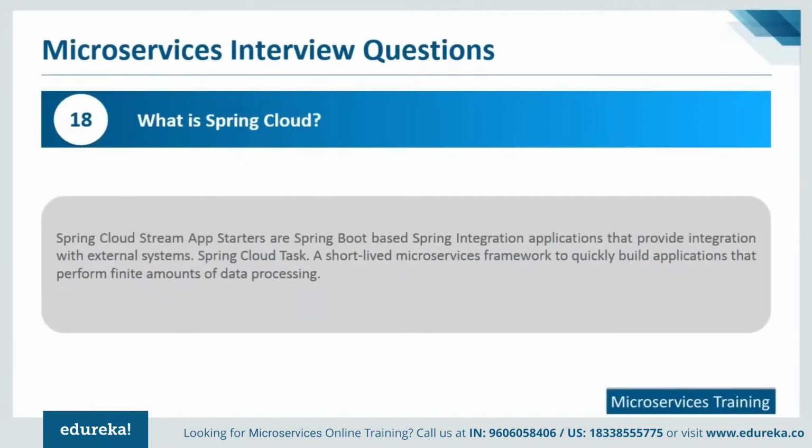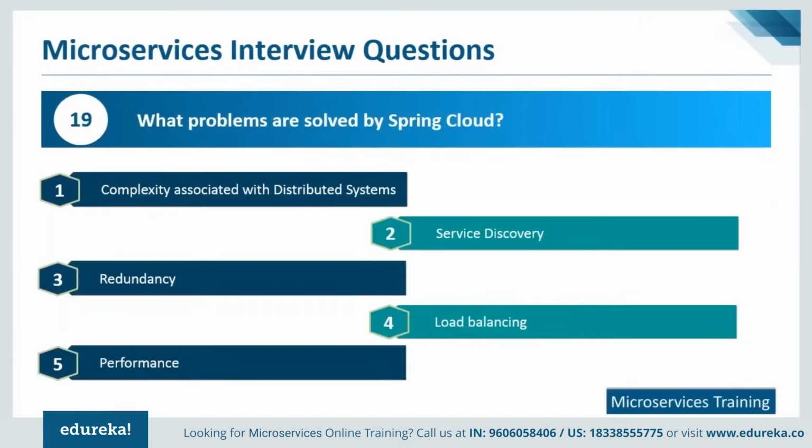What is Spring Cloud? When you talk about Spring Cloud, again, it is something that lets you get real-time analysis and perform a finite amount of data processing. It is an API provided to you by Spring, and it helps you get rid of various complexities as far as an architecture is concerned. So what are the problems that are solved by Spring Cloud? Firstly, it reduces the complexity associated with distributed systems. Service discovery becomes very easy, and it also helps in load balancing. It takes care of redundant code in application development and helps in improving performance.